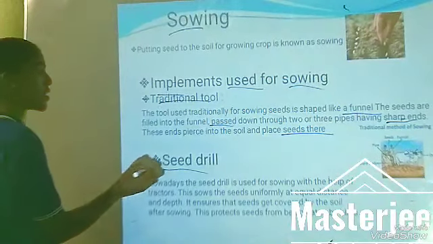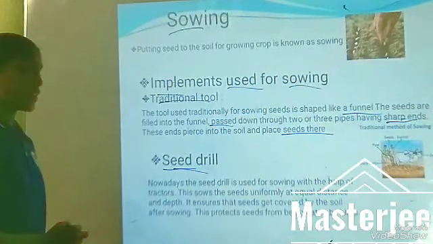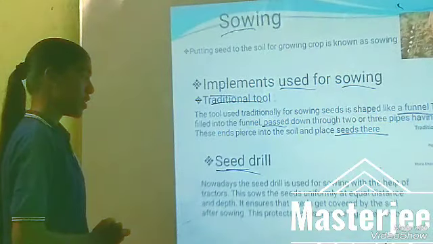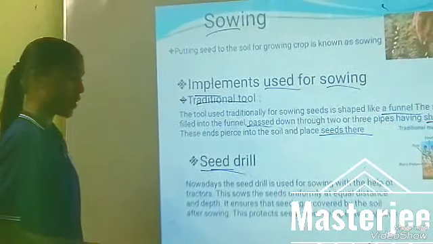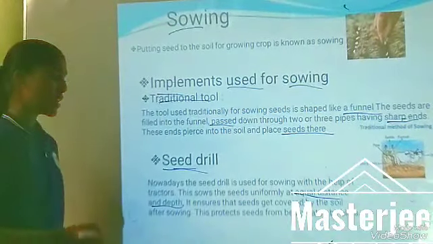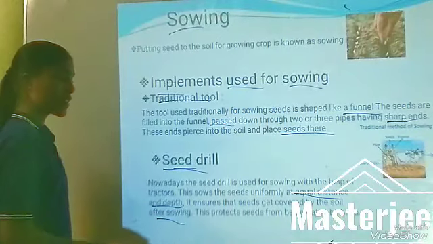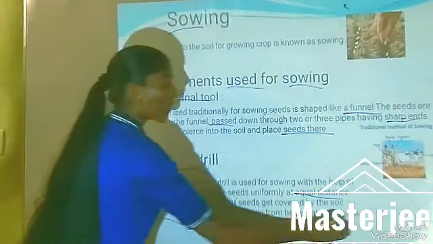The next thing is seed drill. Nowadays, the seed drill is used for sowing with the help of tractor. This sows the seed uniformly at equal distance and depth. It ensures that the seed gets covered by the soil after sowing. This protects the seed from being eaten by birds.